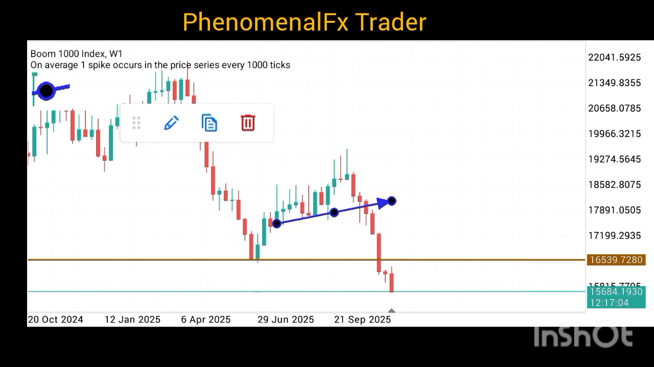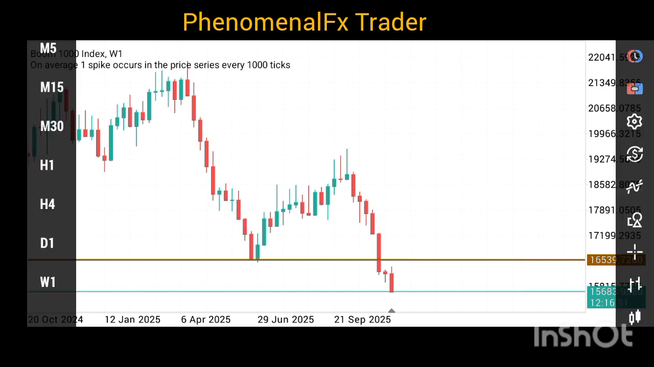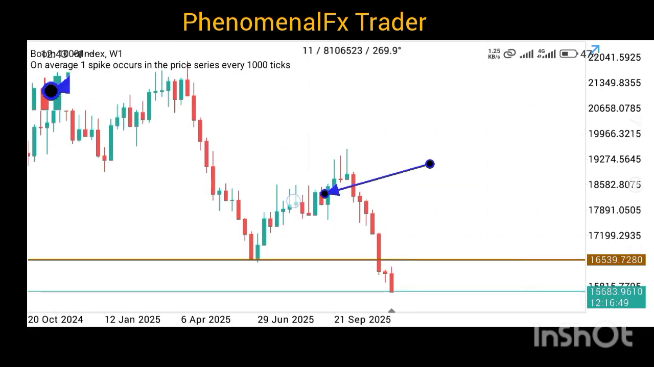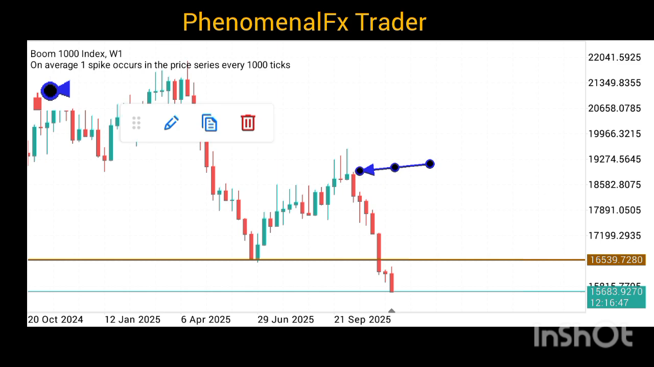All right, so for that reason, you go to a lower time frame and look for a structure that can give you a confirmation the market will sell. It might be a little uptrend on a lower time frame, something like this. If you spot it, then you wait for a breakout, then you join.